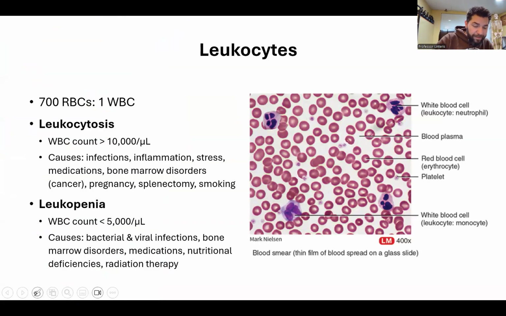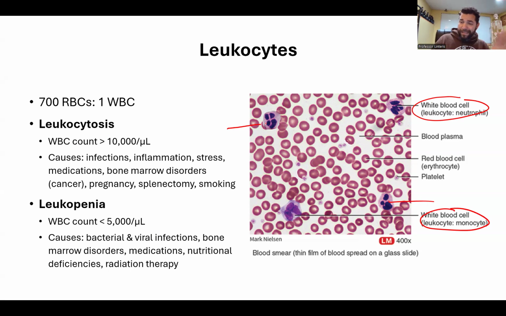There are two different issues we can have with leukocytes. Normally, you can see here your white blood cells are far outnumbered by red blood cells. Even just looking at this simple stain, we can see a white blood cell over here, over here, over here, and one over here. And you can see a lot more red blood cells, right? So 700 to 1, sure. We want those white blood cells to be less concentrated.